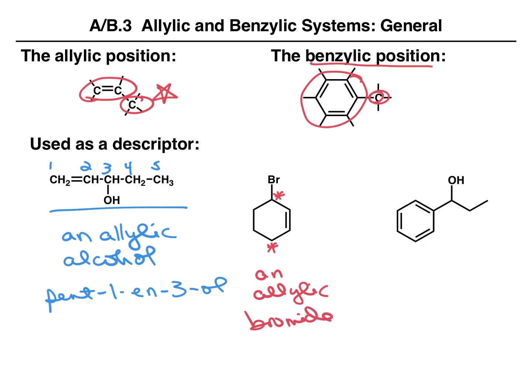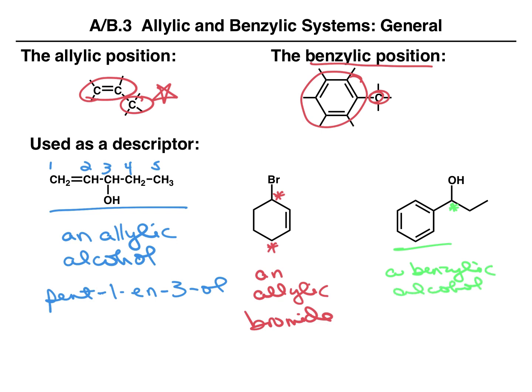And then finally, the third compound, we have benzene, and then this is the benzylic position, and we have an alcohol at the benzylic position, so this can be called a benzylic alcohol.